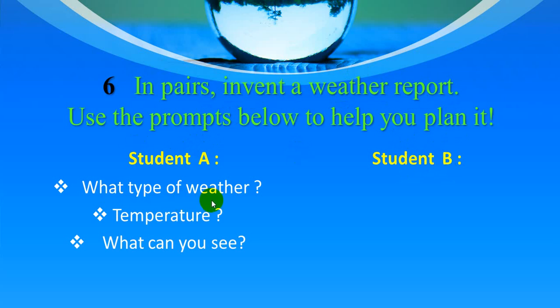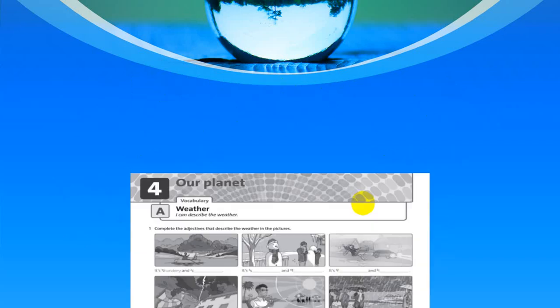What type of weather? Temperature. What can you see? Temperature, it's cold, it's freezing cold, or is it warm? What type of weather? Stormy, hail, rainy, thunderstorms. What can you see? I can see a lot of snow, or I can see frost everywhere. The cars can't move, people in their houses, it's dangerous. Okay, or people are enjoying sunshine. You have to write what you think.